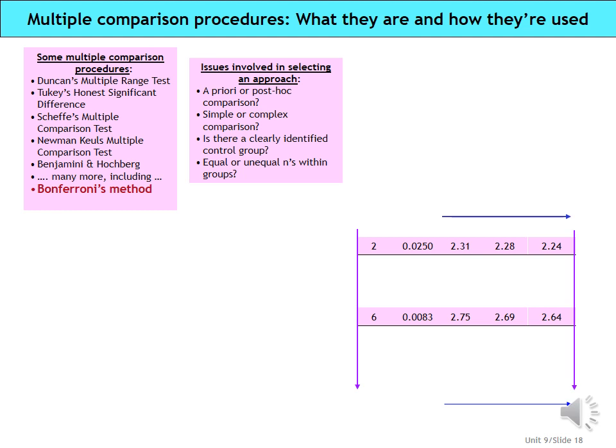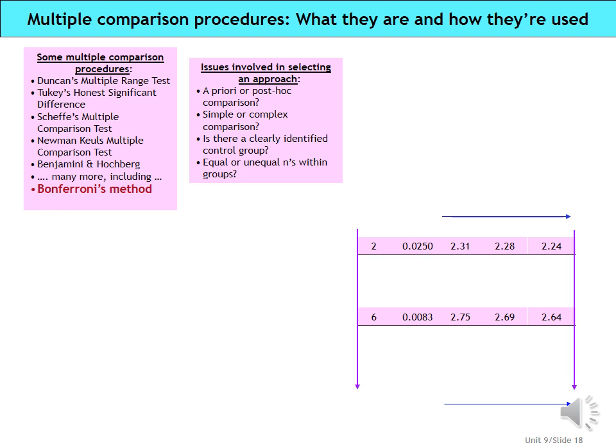The Bonferroni method is one that we use a lot. Issues involved in selecting an approach: is it going to be a priori or post hoc comparison? Is it going to be a simple or complex comparison? When we say simple or complex comparison, are we comparing everything that we have, each variable with every other? Or are we going to have some complex comparison, where I add these two things together and compare them to the other thing? So I'm not going to compare everything, but what I'm going to do decides which method I use.